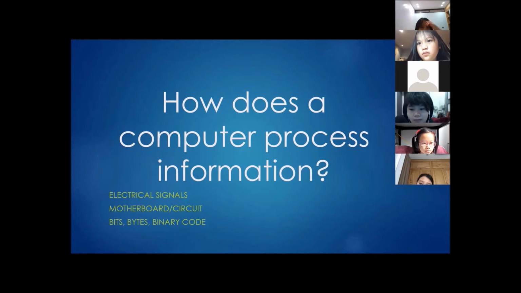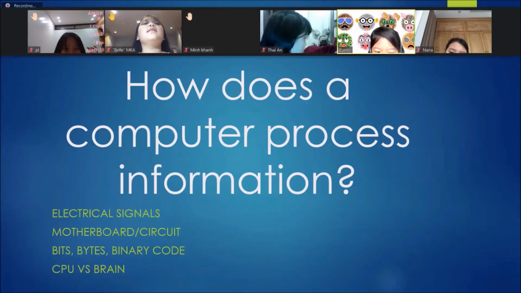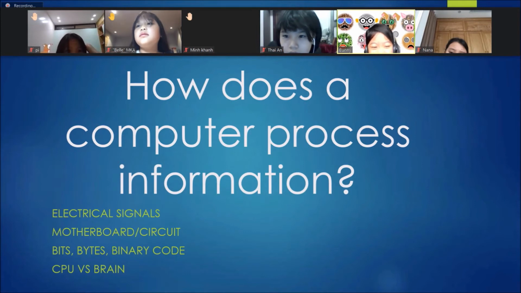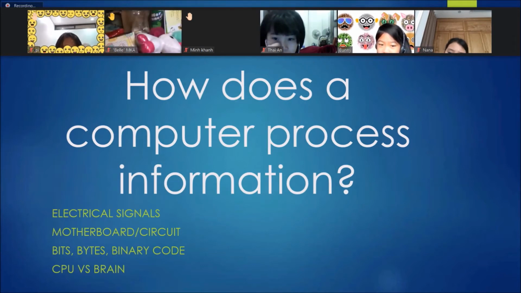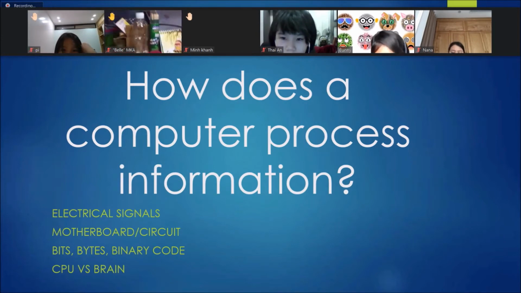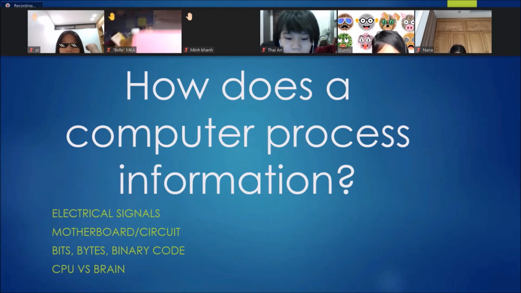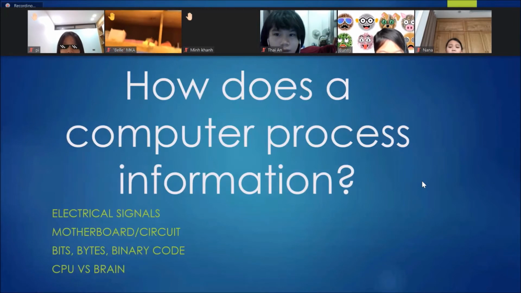Ming, why are bits, bytes, and binary code important? Bernie, what are bits, bytes, and binary code? Well, I only know binary code. I don't remember bits and bytes. Okay. So bits and bytes are what build the binary code. They're the units that we measure computer processing power in. So like we'd use kilometers for distance, we use bits and bytes when we're talking about computer processing. Okay.